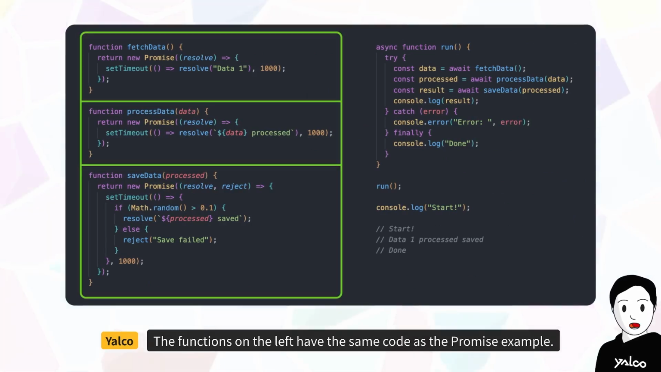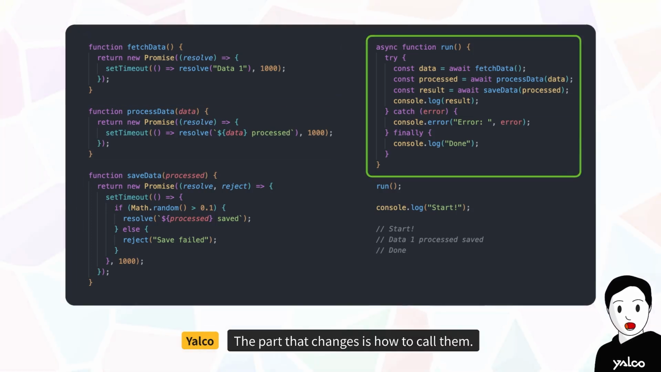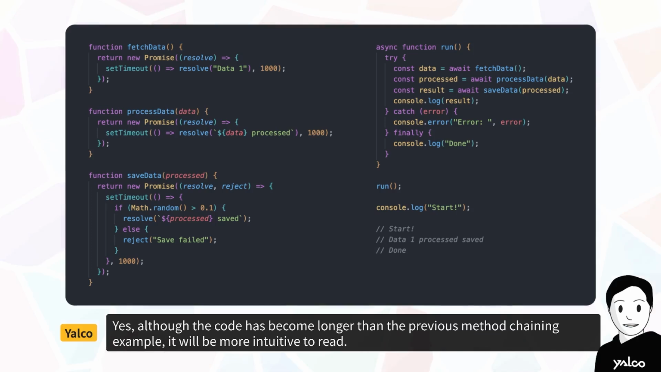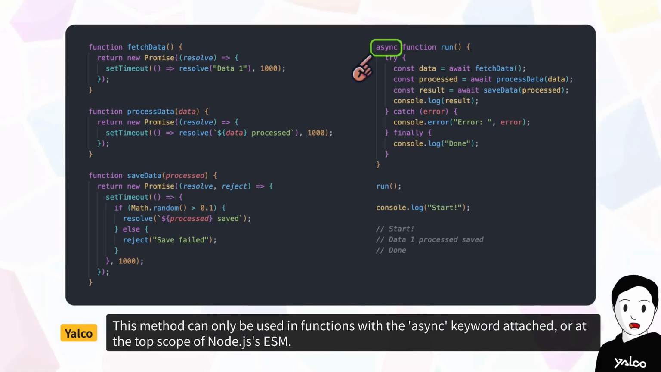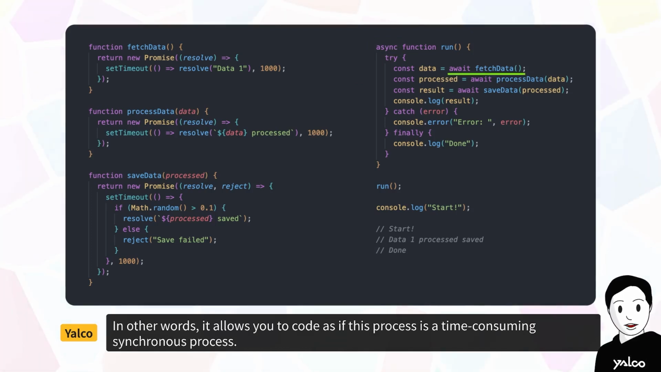The functions on the left have the same code as the promise example. Each creates and returns an instance of promise. The part that changes is how to call them. Besides the await attached here, it looks the same as synchronous code, right? Yes, although the code has become longer than the previous method chaining example, it will be more intuitive to read. This method can only be used in functions with the async keyword attached, or at the top scope of Node.js's ESM. Await stops the progress of the code until the promise operation that follows is completed, and then returns the result. In other words, it allows you to code as if this process is a time-consuming synchronous process.